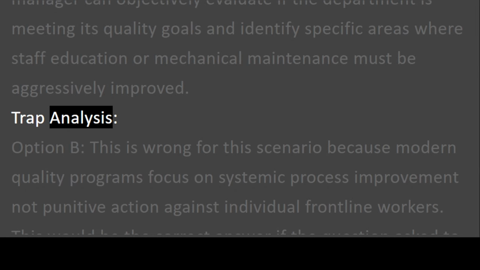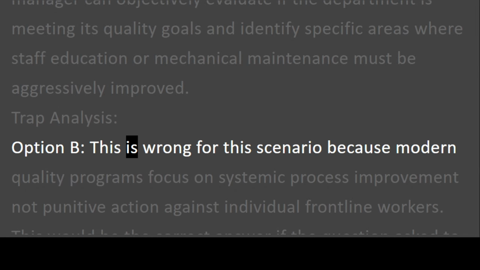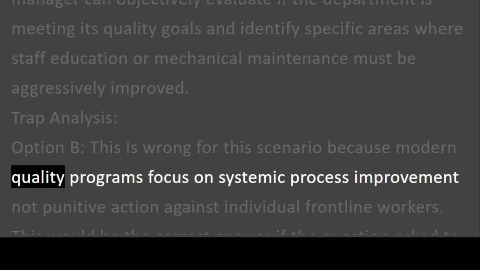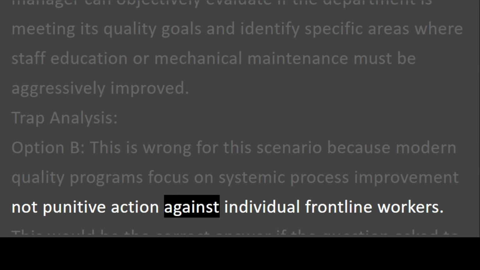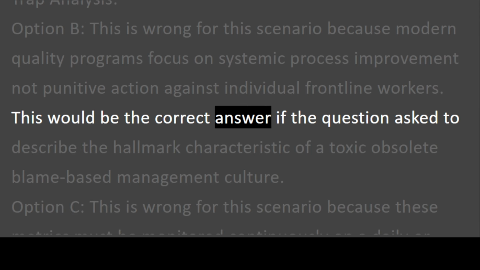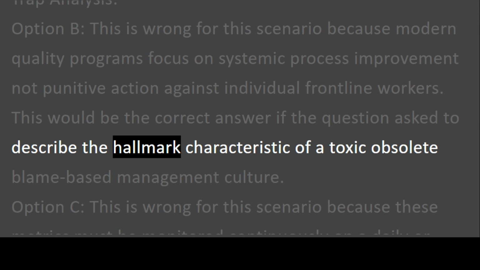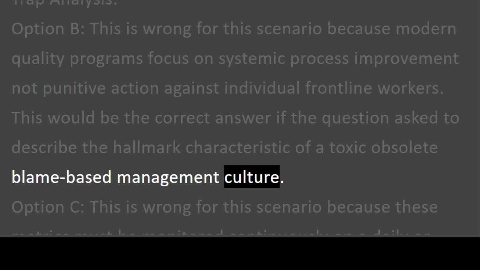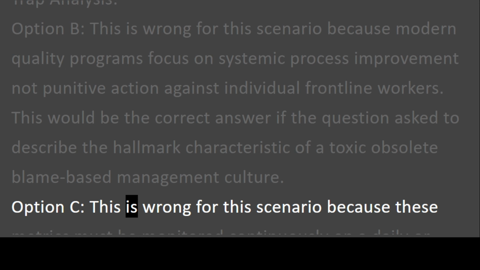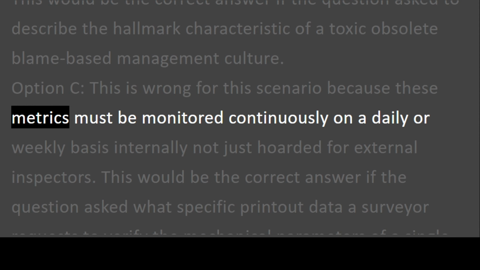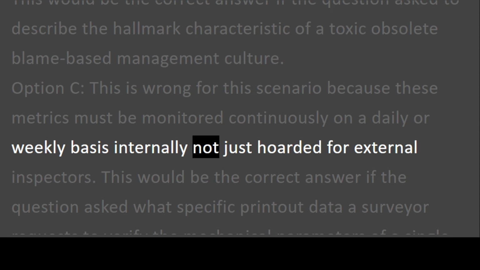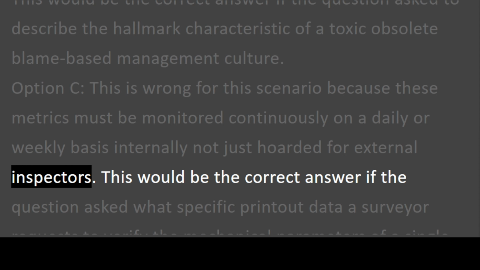Trap analysis. Option B. This is wrong for this scenario because modern quality programs focus on systemic process improvement, not punitive action against individual frontline workers. This would be the correct answer if the question asked to describe the hallmark characteristic of a toxic, obsolete, blame-based management culture. Option C. This is wrong for this scenario because these metrics must be monitored continuously on a daily or weekly basis internally, not just hoarded for external inspectors.